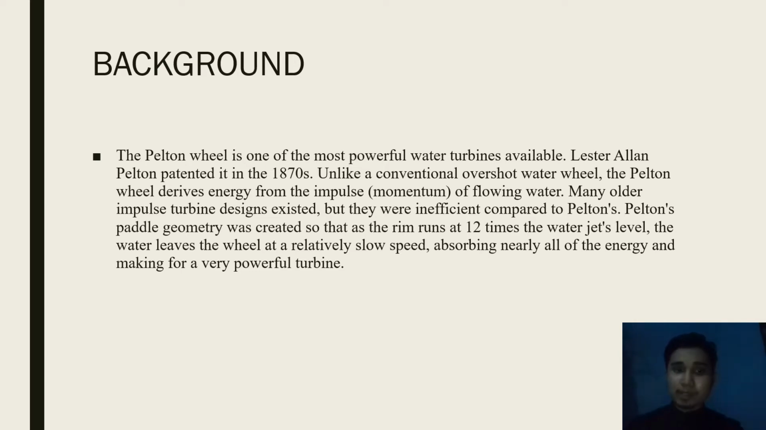Many older impulse turbine designs existed, but they were inefficient compared to Pelton's. Pelton's paddle geometry was created so that as the rim runs at half the water jet speed, the water leaves the wheel at relatively slow speed, absorbing nearly all of the energy and making for a very powerful turbine.